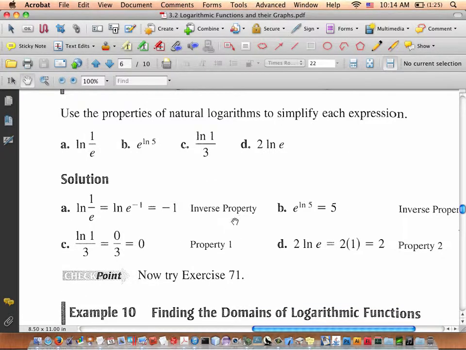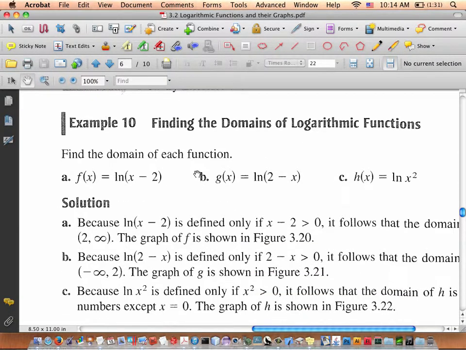That's exactly right. All right, what's 2 times the natural logarithm of e? 2. Because the natural logarithm of e, what's the base of the natural logarithm? e. And if the base is the same as the argument, then it's what value? It's 1. So this is 2 times the number 1, which is just 2.